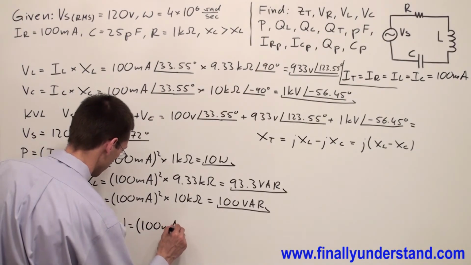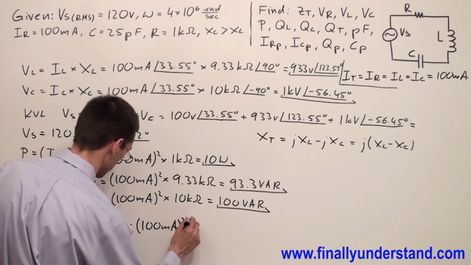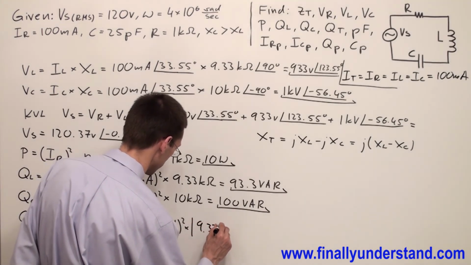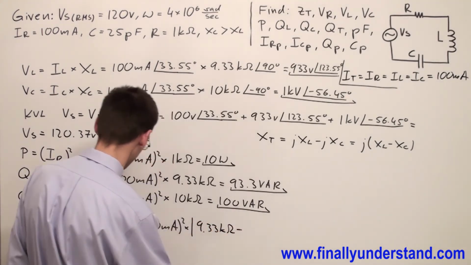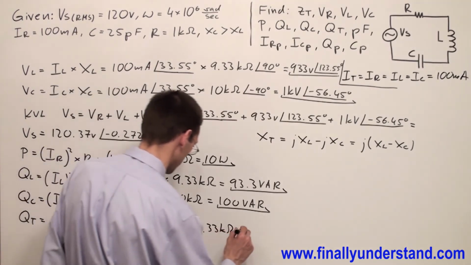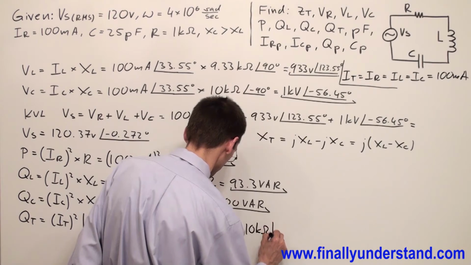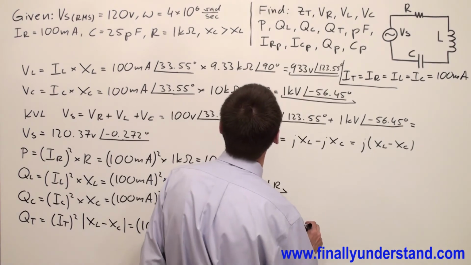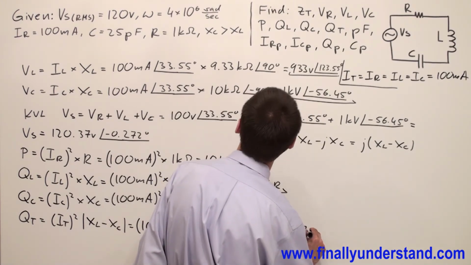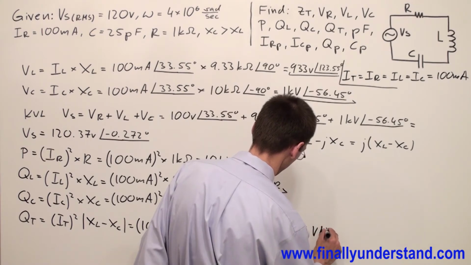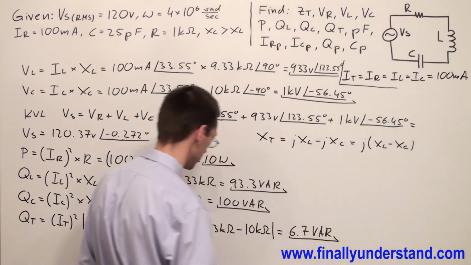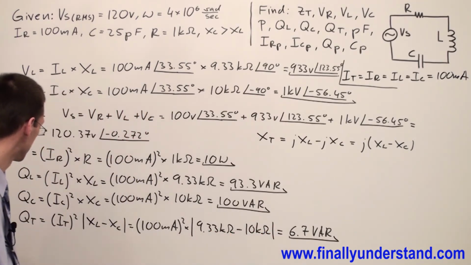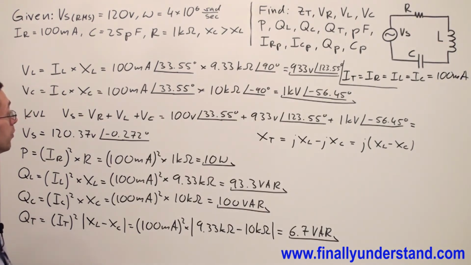100 milliamps raised to the second power times the absolute value of X of L, which is equal to 9.33 kilo ohms, minus X of C, which is equal to 10 kilo ohms. Okay, so this is equal to 6.7 volt ampere reactive. Okay, don't forget about the absolute value. Your answer must be positive. So this is the total reactive power in my circuit.